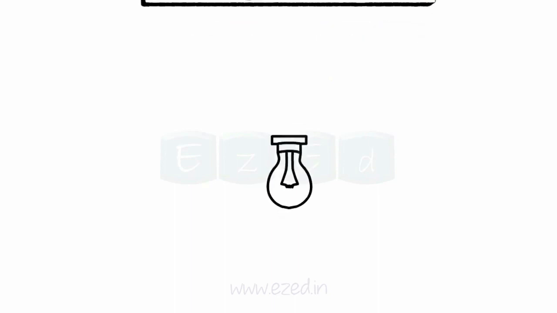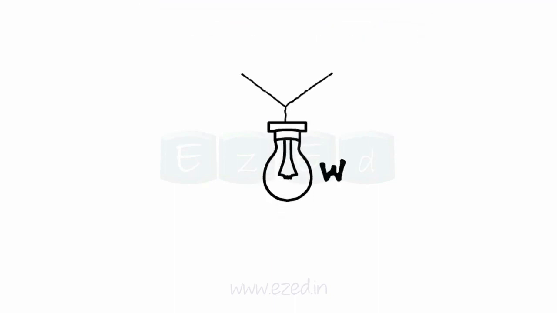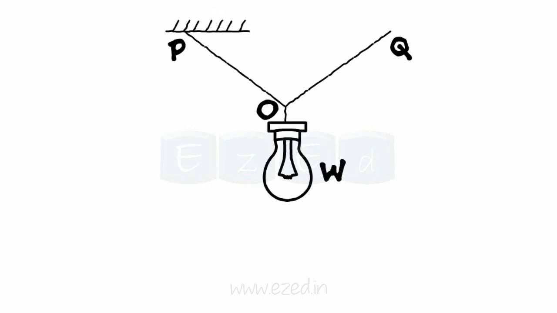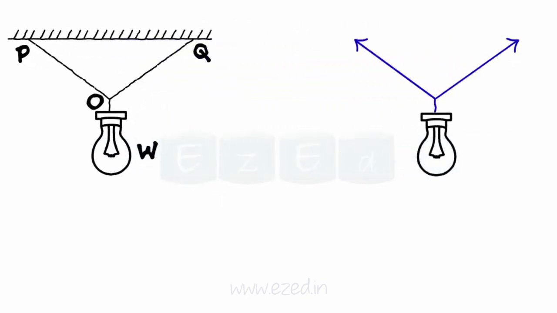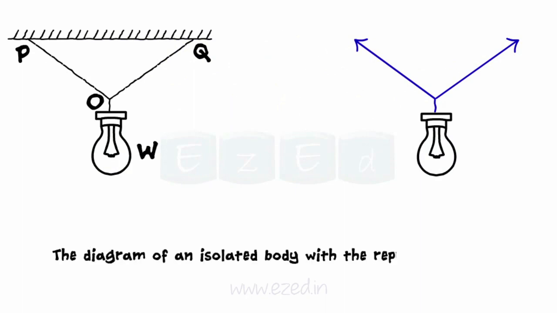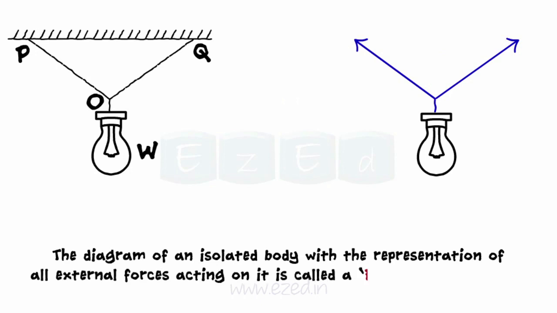Consider a lamp of weight W, suspended from two strings, OP and OQ, tied to the ceiling. If we want to analyze the force system that is acting on the lamp, we need to isolate it from the wall. Such a diagram of an isolated body with the representation of all external forces acting on it is called a free body diagram.